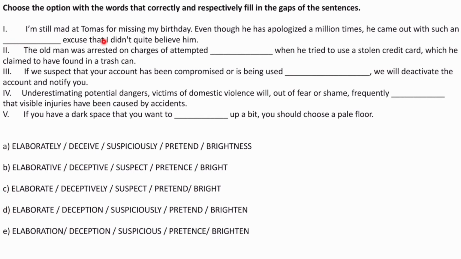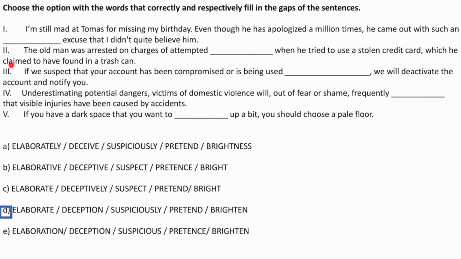2. The old man was arrested on charges of attempted when he tried to use a stolen credit card, which he claimed to have found in a trash can. So again, since we've narrowed it down to these two, we need attempted something, so we need a noun. So looking at here, we can basically already know that it's D. But I'm going to keep going just so we can confirm, even though it's already here.